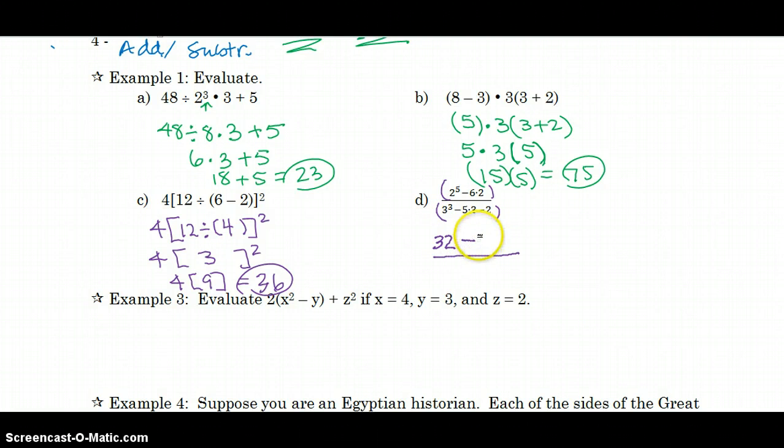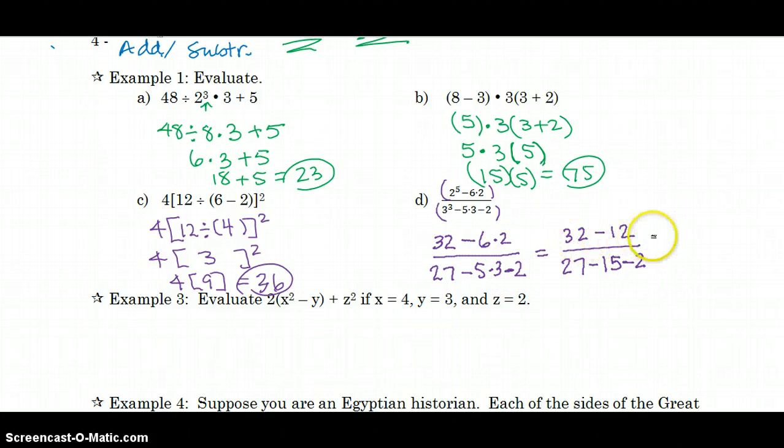minus 6 times 2. 3 to the 3rd power is 27 minus 5 times 3 minus 2. So now in the numerator I have 32 minus 12, 6 times 2. In the denominator I have 27 minus 15, and that is supposed to be a minus 2. My minus sign didn't get written. All right, so I'm finished with my numerator once I say 32 minus 12 is 20.